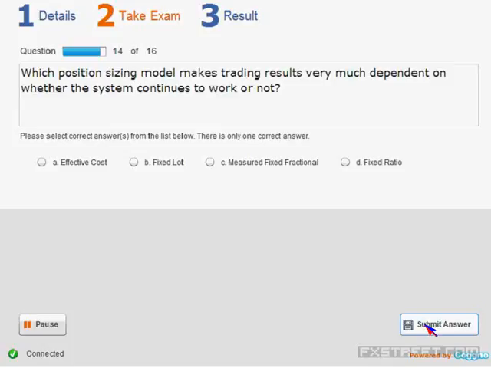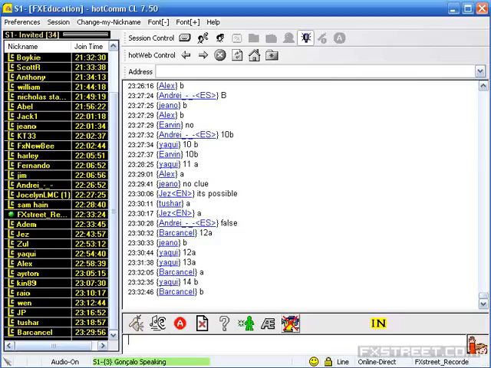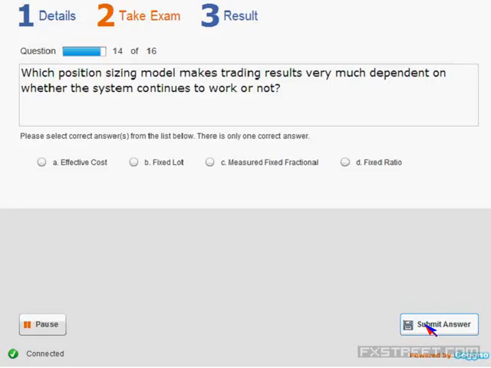The effective cost is a technique which we haven't covered during the last webinar. It's explained in the Learning Center. But we have the fixed lot. We covered the fixed lot. We covered also the measured fixed fractional. No, we didn't cover the fixed ratio. That was part of the Learning Center. Let me show you for a moment what is the measured fixed fractional.